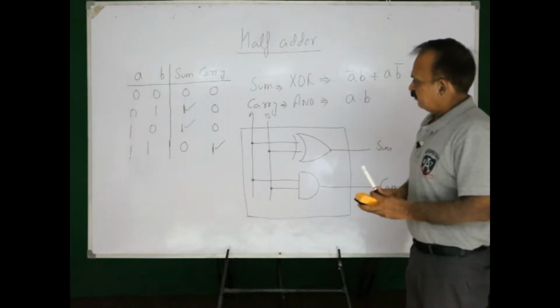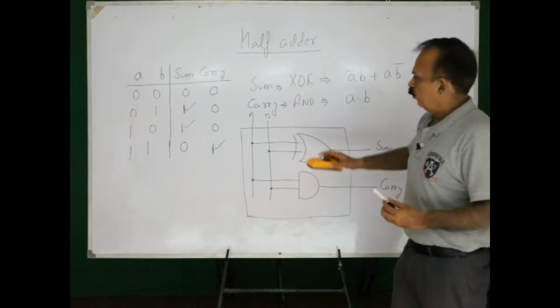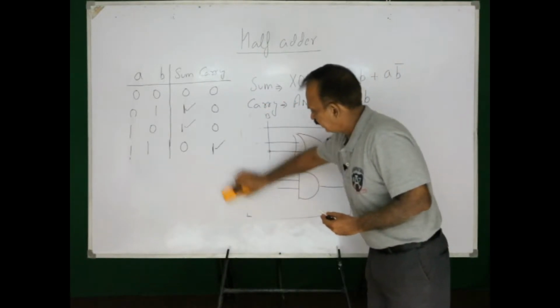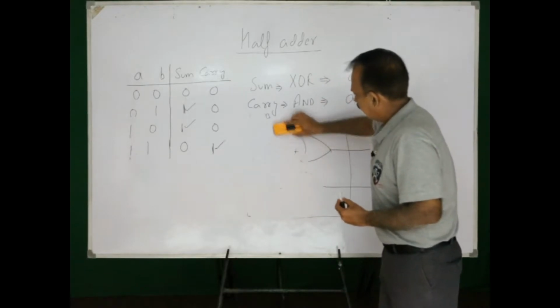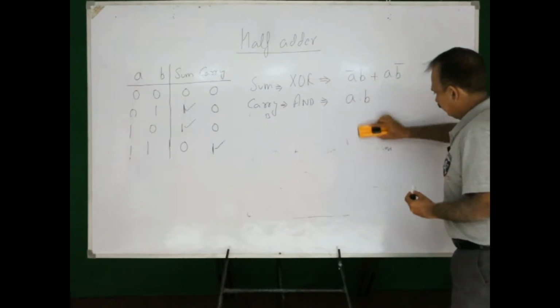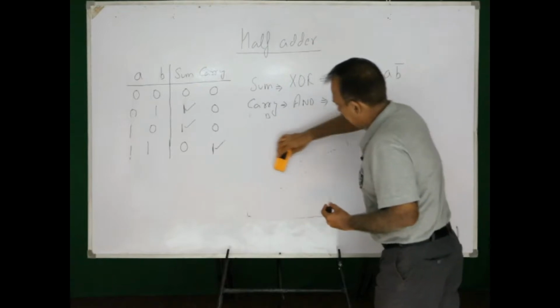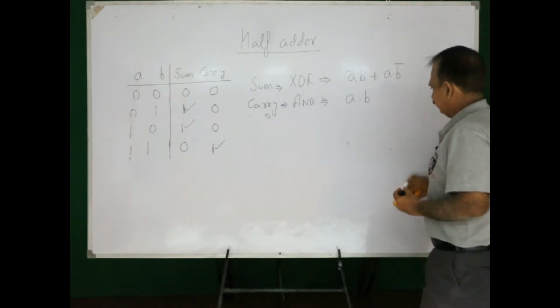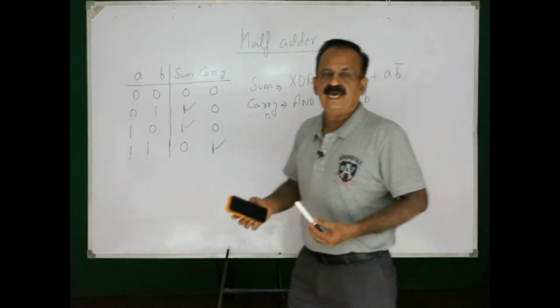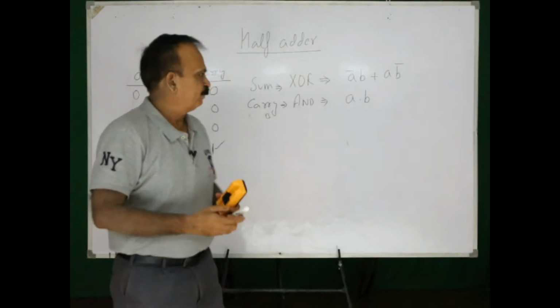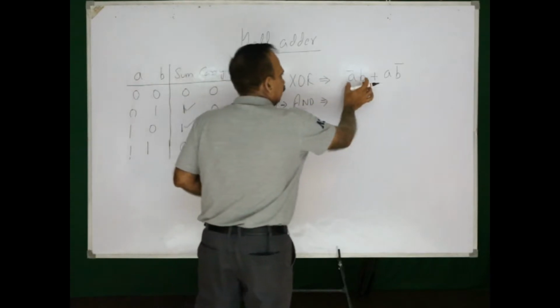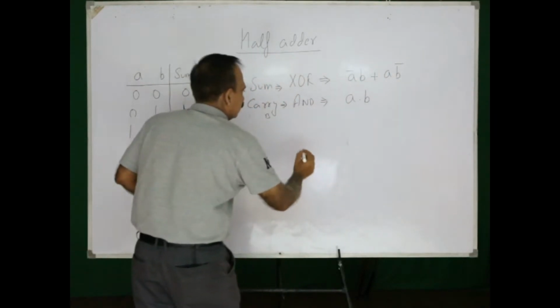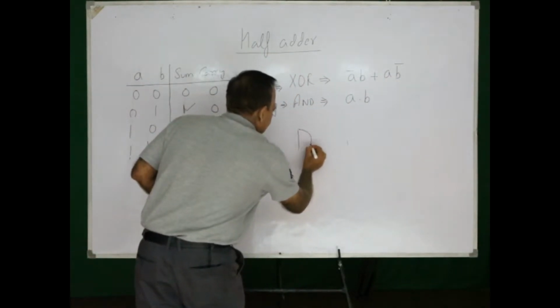If I try to design this circuit with the help of universal gates, we understand that there are 2 universal gates. One is NAND gate and the other one is NOR gate. So I will try to design this particular circuit with the help of NAND gate. Let it be the first one with the help of NAND gate. So the circuit will be something like this.